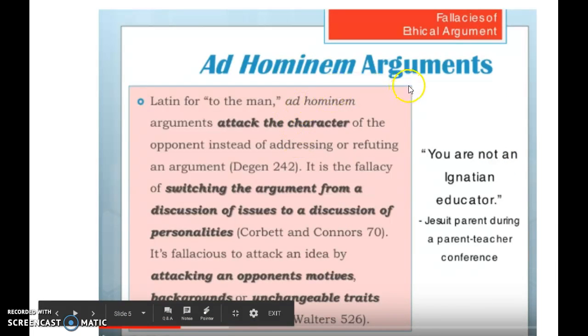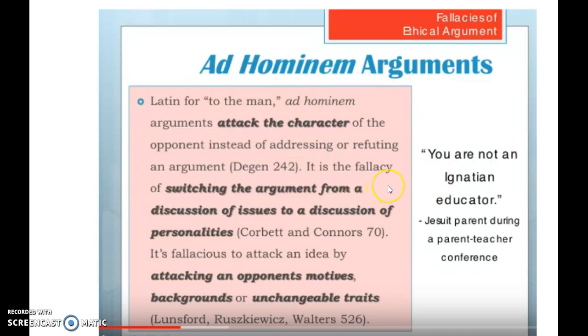Ad hominem arguments. You are trying to turn the argument against the person as opposed to talking about the facts. You're attacking the character of someone. So in this example, you are not an Ignatian educator. This was said by a parent who's Jesuit, meaning that the educator doesn't have the Jesuit beliefs, attacking that teacher, therefore they're not a good teacher.